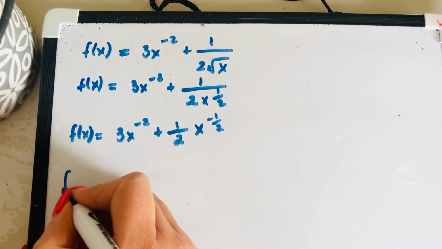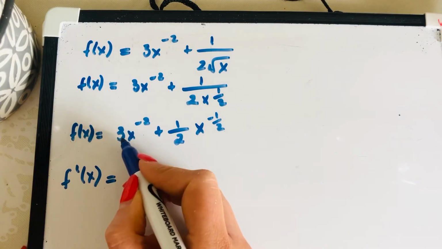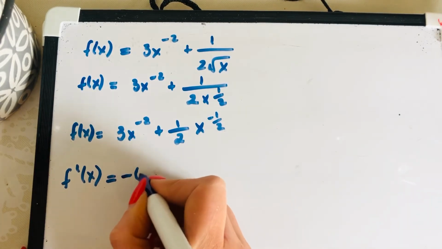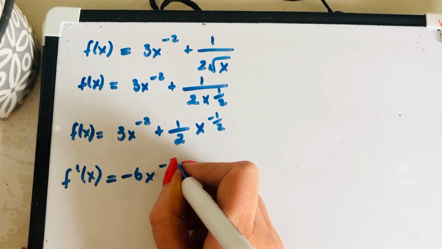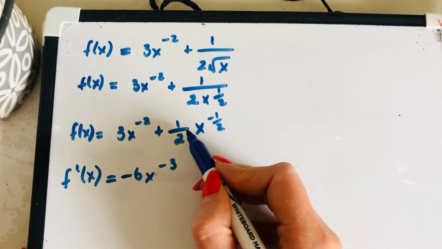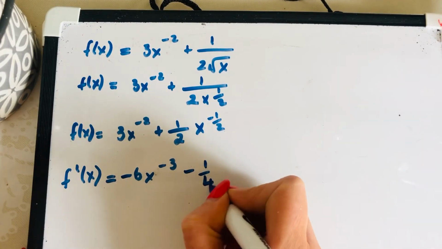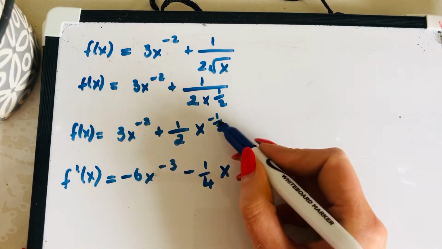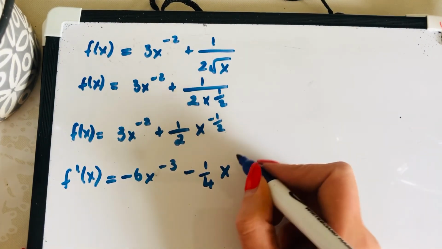Now we can differentiate this. So we write our notation for differentiation. Bring our -2 in front to our 3, so it's now a -6x. Reduce the power by 1, so it's now a -3. Bring our -1/2 in front here and multiply -1/2 by 1/2. So now we have -1/4 x, and we reduce this power here by 1. So -1/2 minus 1 is -3/2.